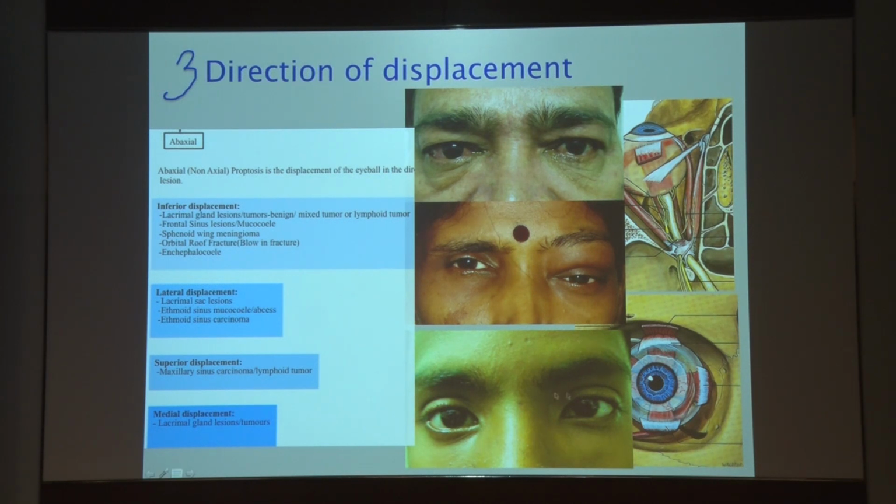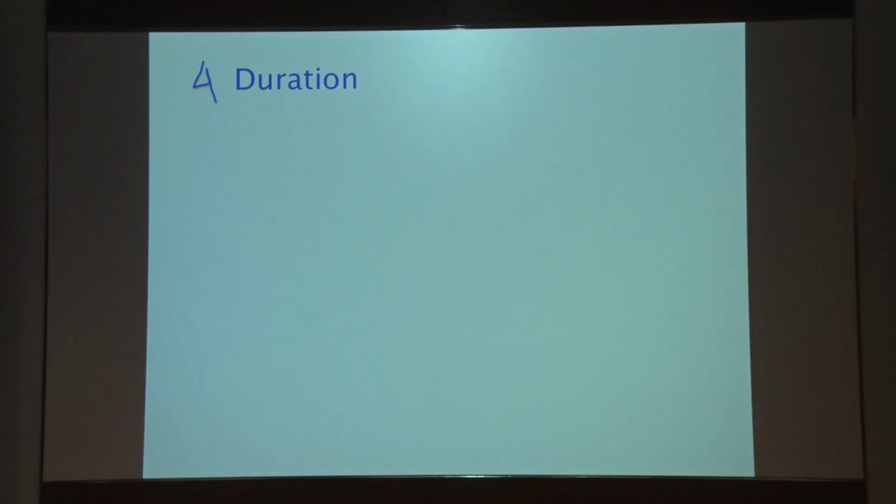Not so much a lateral displacement, it would be more superior, because your lacrimal gland is below your medial canthal tendon. So anything that causes a displacement like that is actually coming from the ethmoids. So ethmoid sinus mucocele, tumors. So this is kind of the displacement. So we've answered question number 3.